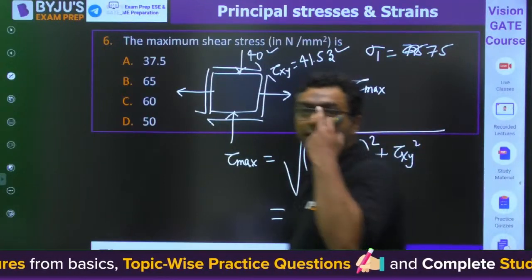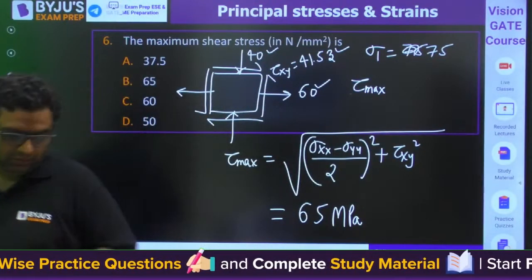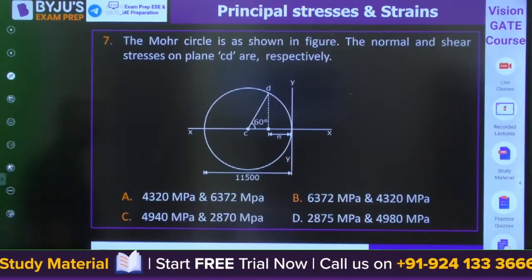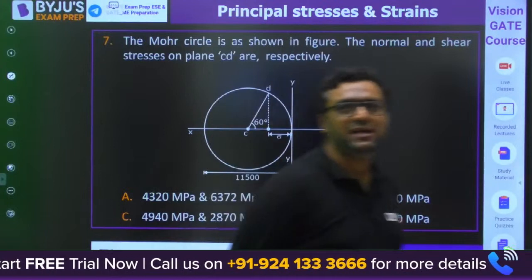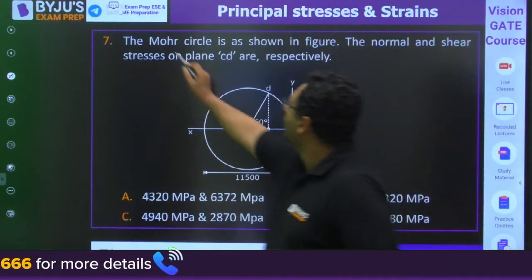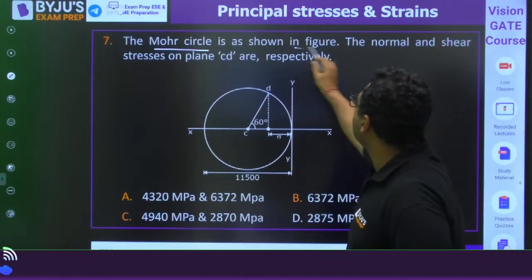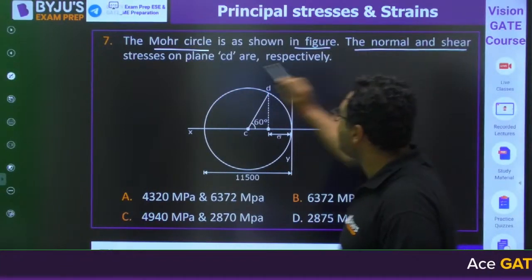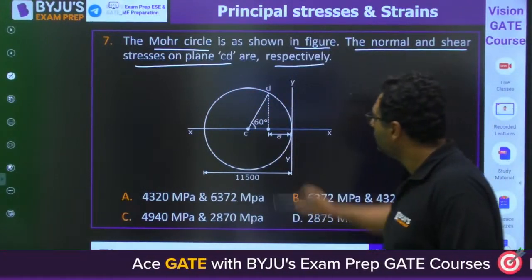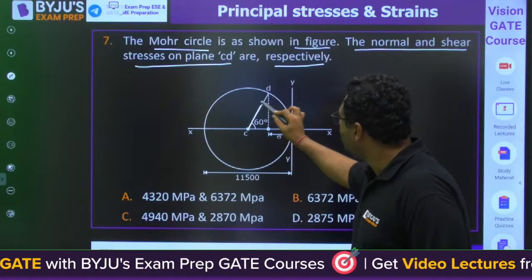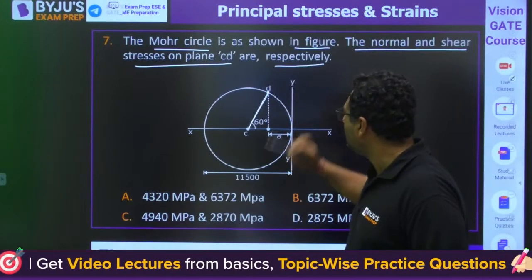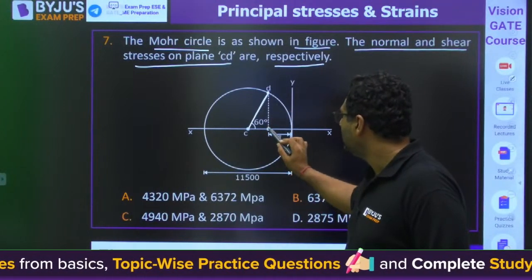So we have completed the 6 questions here. We are left with 6 more. Question number 7, from Mohr circle again. The Mohr circle is as shown in the figure. The normal and shear stress on plane CD are respectively. This is the CD plane. So you need to tell the normal and shear stress on this.